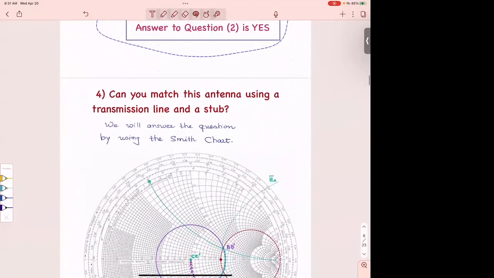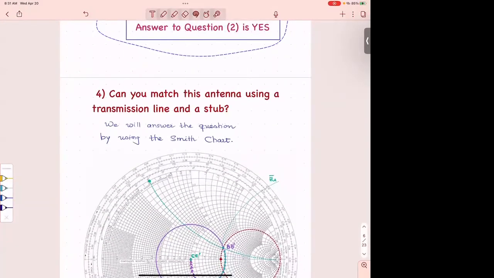All right. So now we are going one step higher. Can you match this antenna using a transmission line plus a stub? What does that really mean?